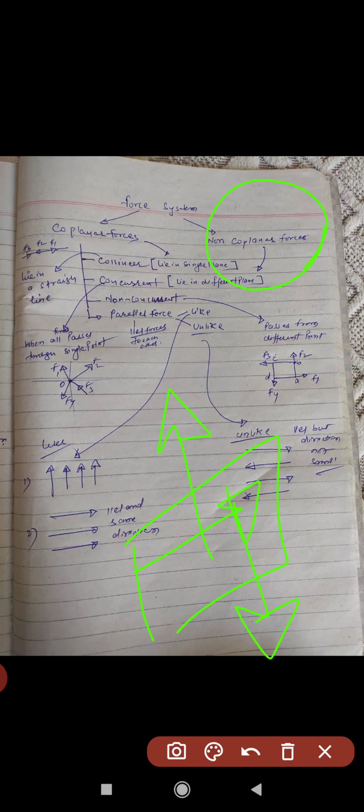It can be in the x direction, it can be in the y direction, in any way. So not in the same plane. That is non-coplanar forces. And the classification of coplanar forces is collinear forces, concurrent forces, non-concurrent forces, and parallel forces. So we will discuss all these forces one by one.